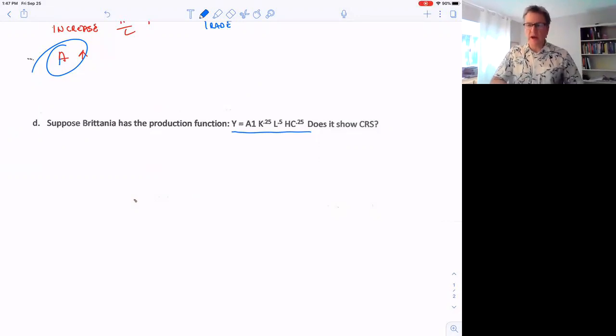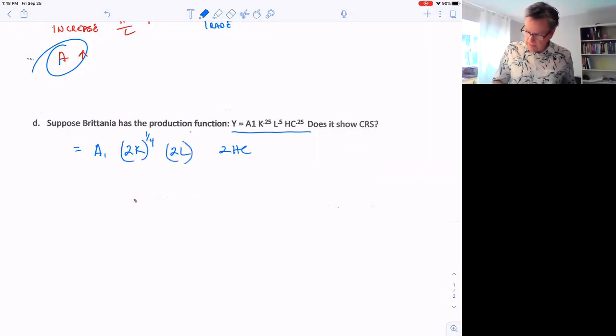Well, let's see. We double all inputs; output would double if it had constant returns to scale. So let's double the inputs. So we will double capital. We'll double labor. And we'll double human capital. And capital was to the 1/4 power. Labor was to the 1/2 power. Human capital was to the 1/4 power.